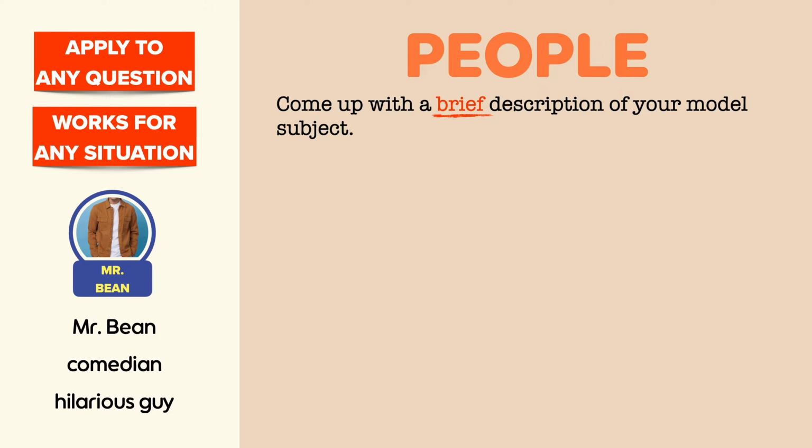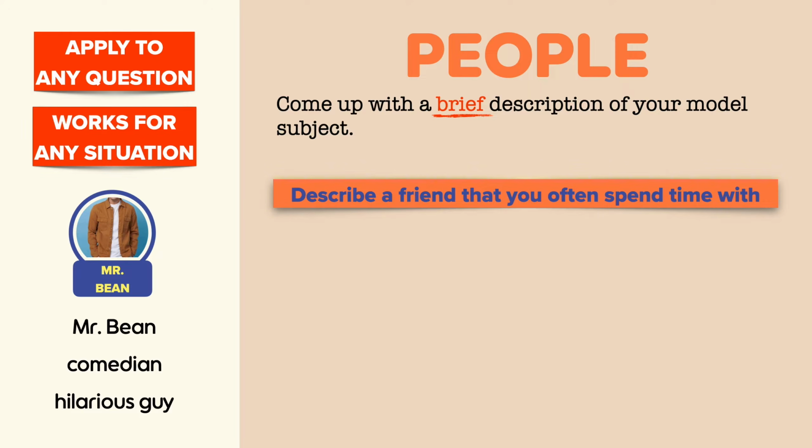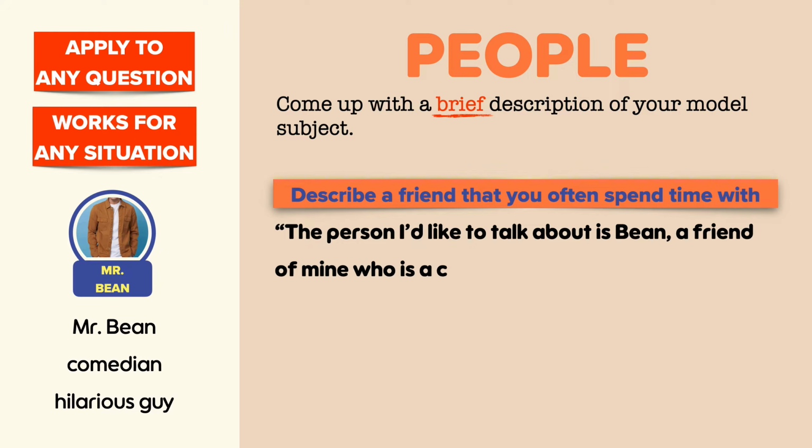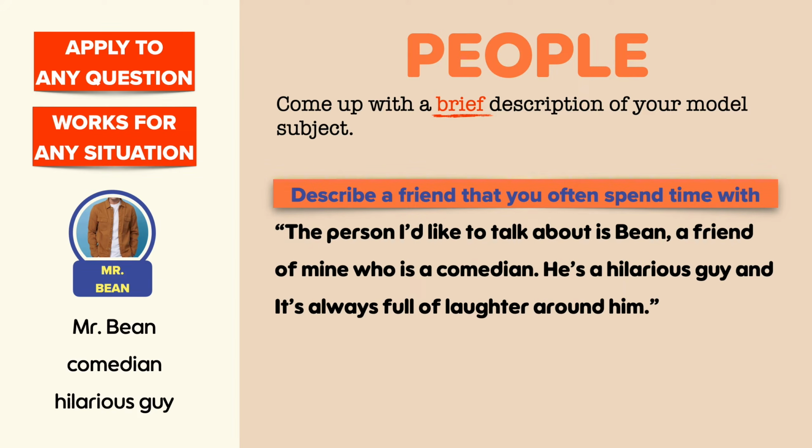This works for any situation, regardless of the type of individual that the question is about. For example, if your model subject is someone that you don't personally know and you get this question, describe a friend that you often spend time with, you can pretend this person is your friend and say, the person I'd like to talk about is a friend of mine who is a comedian. He's a hilarious guy and is always full of laughter around him.